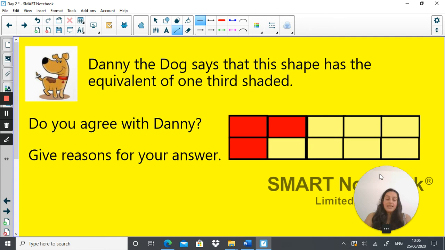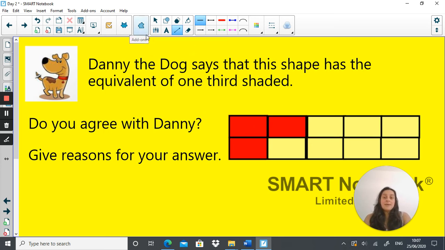So let's look at this in more detail. Now you can see that there are 1, 2, 3, 4, 5, 6, 7, 8, 9, 10 boxes here, and Danny has shaded in 3 boxes. Now 10 divided by 3 is 3.33 reoccurring, and actually it's not a whole number. So this is wrong, because this would be correct if there were 9 boxes. But not correct if there are 10 boxes as they are. So 3 boxes out of 10.